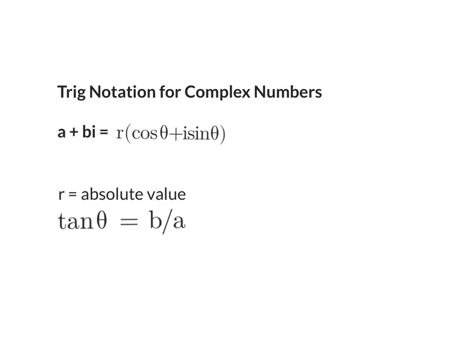Trig notation for complex numbers. This is the main deal today. You can take a complex number like a plus bi, and you can write it with trig notation by writing r times cosine theta plus i sine theta, where r is the absolute value, which we just found. And you can find theta by doing tangent theta equals b over a, and that will tell you exactly what your theta is when you start working these out. So let's try a couple here.